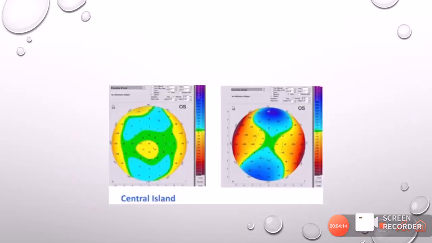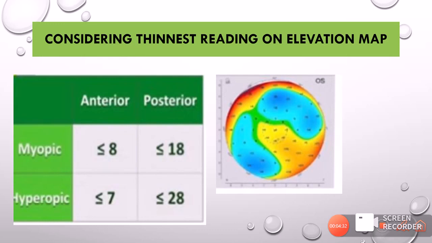Now these are certain normal patterns of the elevation map. You can see this is a central island of steepening, but it is not in the red color, it is in the yellow color, and this is a normal central island. Similarly over here is an astigmatic elevation map. Now there are certain important things: on the elevation map we also have to consider the thinnest location and calculate the elevation of the thinnest location on the elevation map.